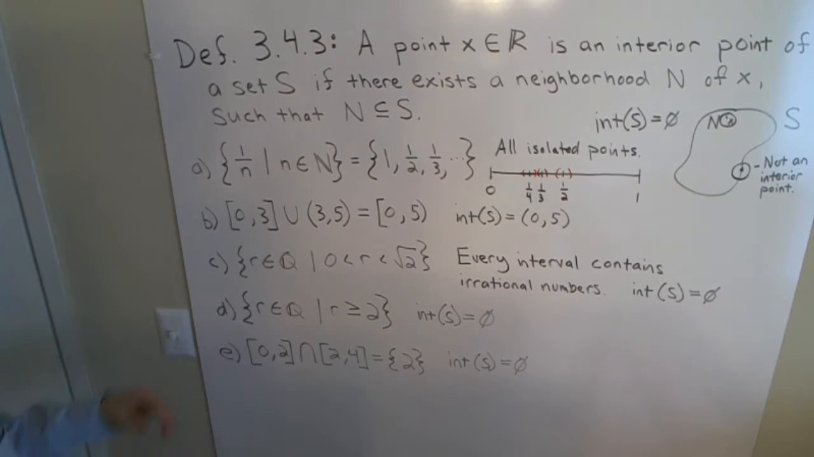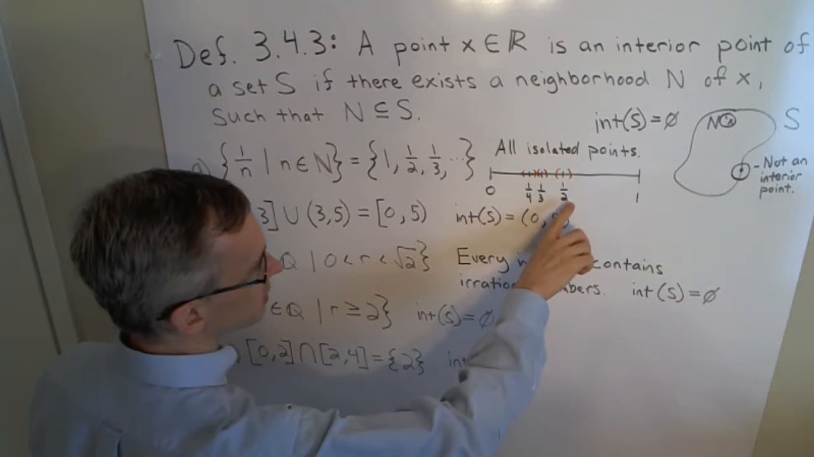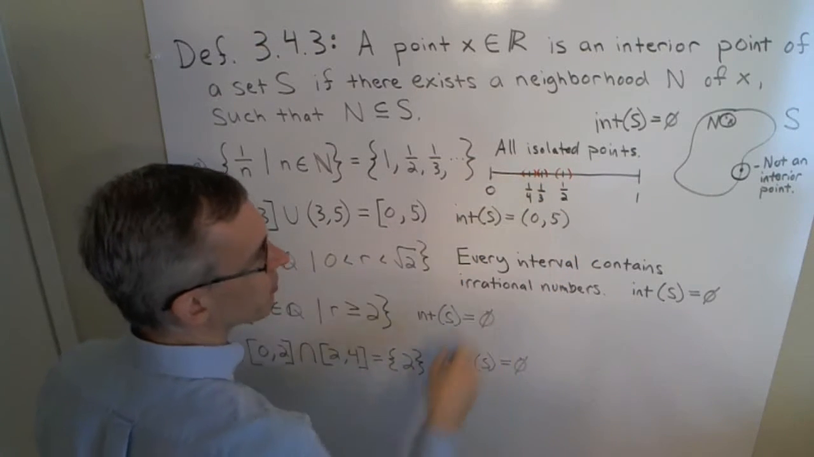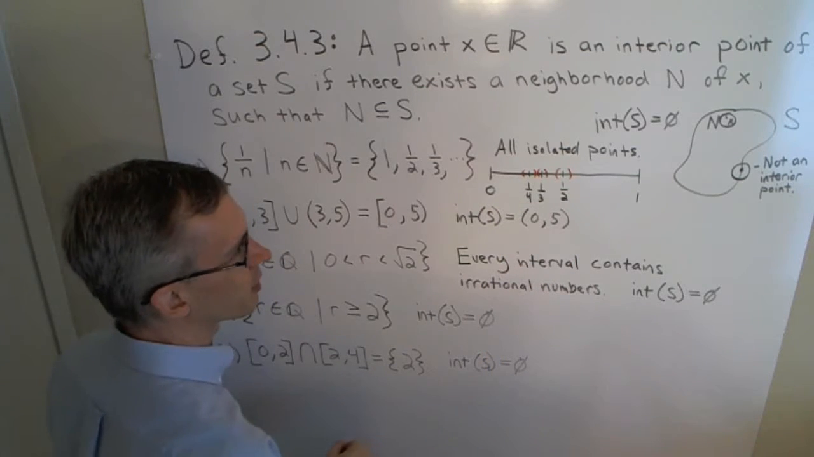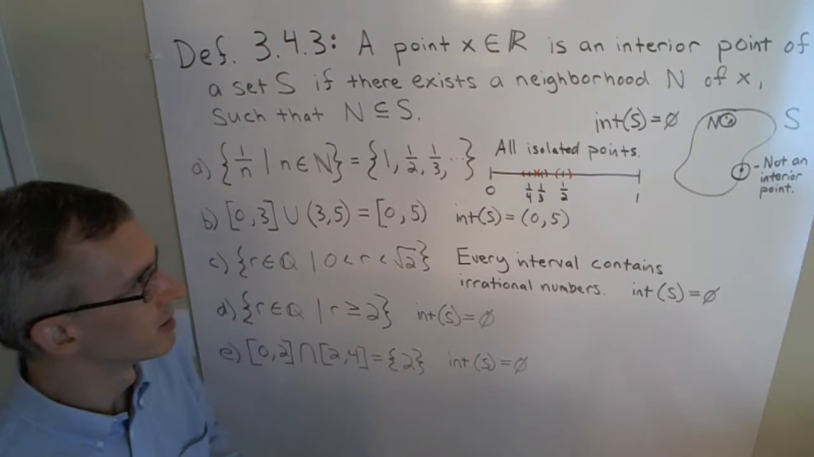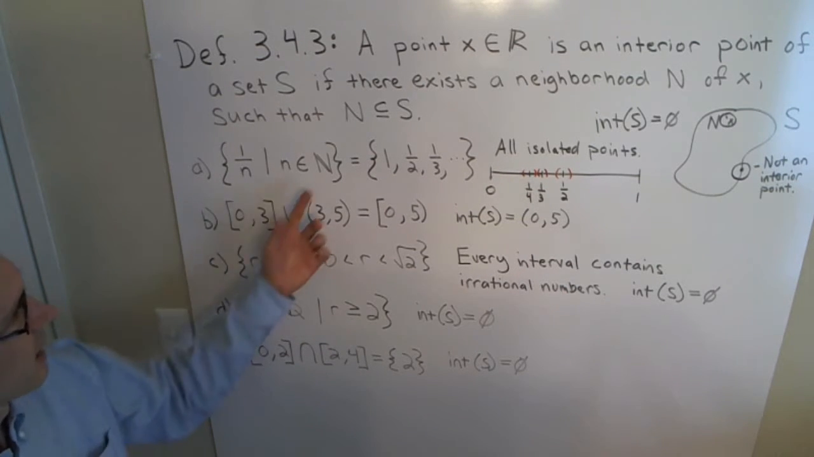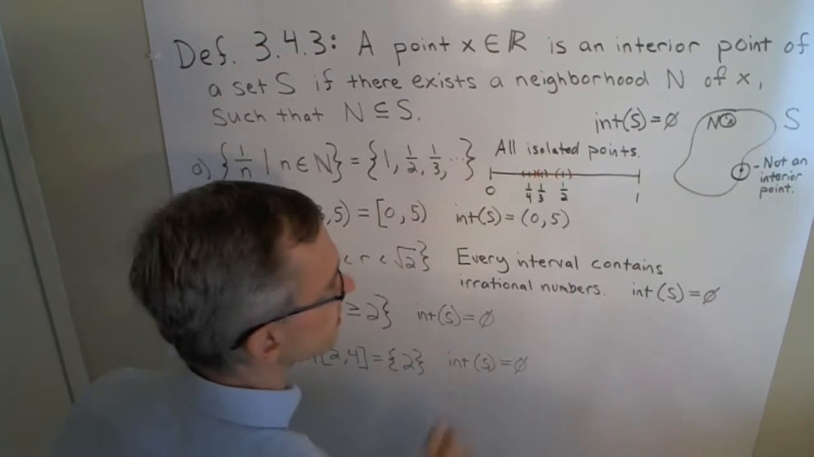In A, we have 1 over n such that n is a natural number. And here's the first few members of that set. Notice around each one of these, we can draw a neighborhood around it that doesn't contain any other points of the set. Therefore, these are all isolated points. And inside this set, there are no interior points. So the interior is the empty set.